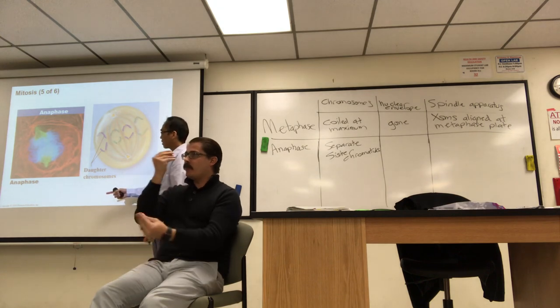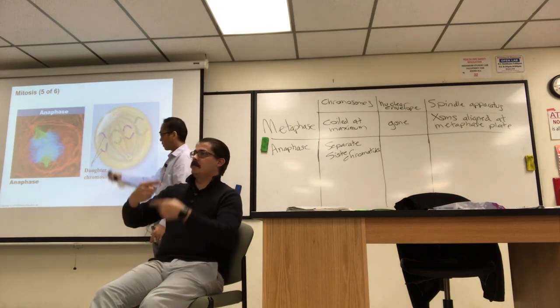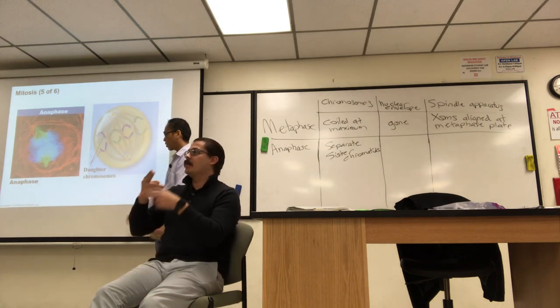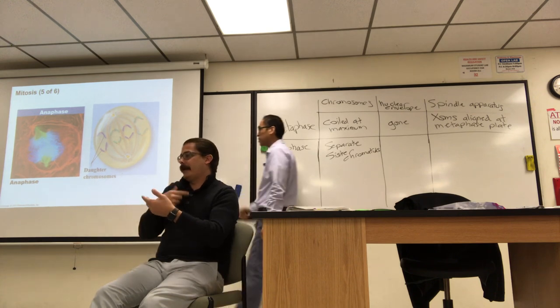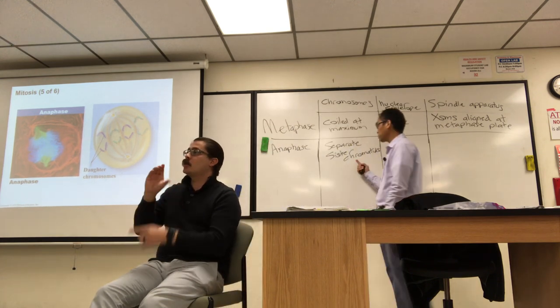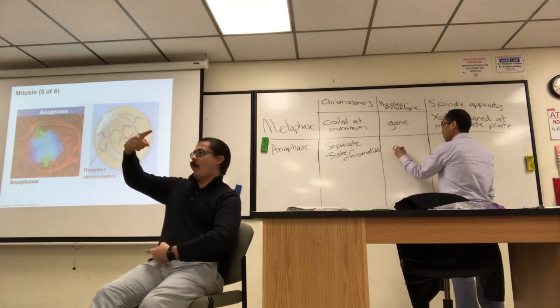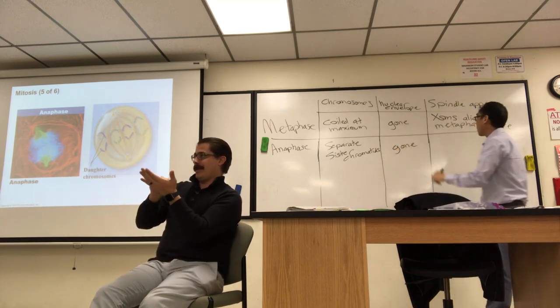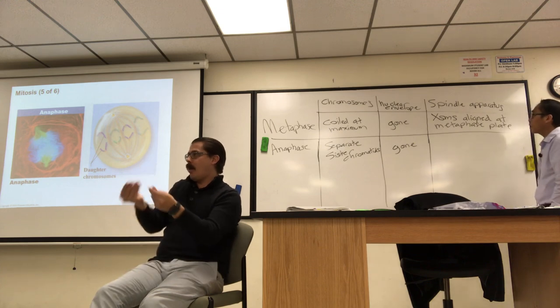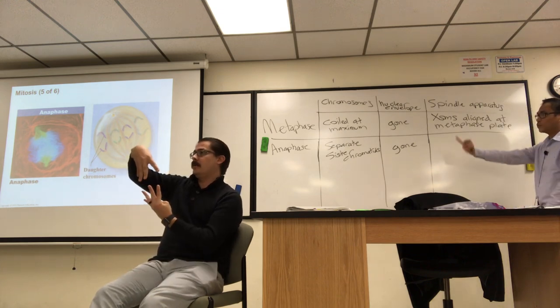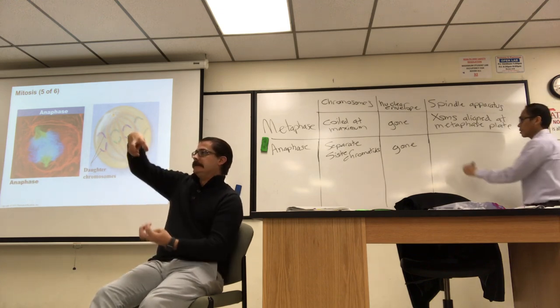It's just gonna get a single. They call them daughter chromosomes. I named them sister chromatids, that's true. But the point is, you're just pulling them apart. The nuclear envelope is still gone. And the spindle apparatus, it's doing the pulling. Okay.